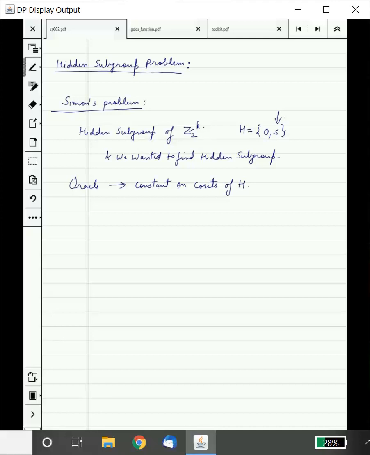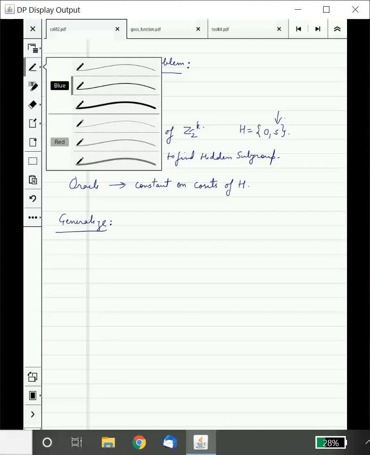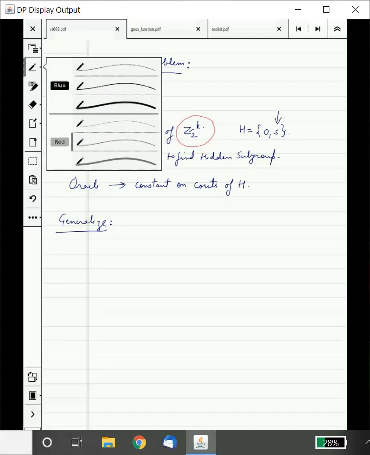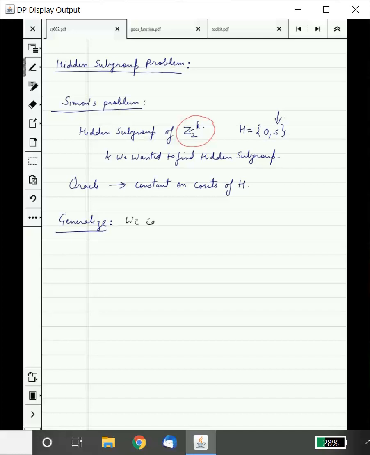Today, we want to generalize this algorithm. What do I mean by that? We only know it for this group. The generalization basically says that we can solve the hidden subgroup problem on any general finite abelian group. I will use HSP for hidden subgroup problem, and the goal of generalization would be that we can solve the hidden subgroup problem on any finite abelian group.